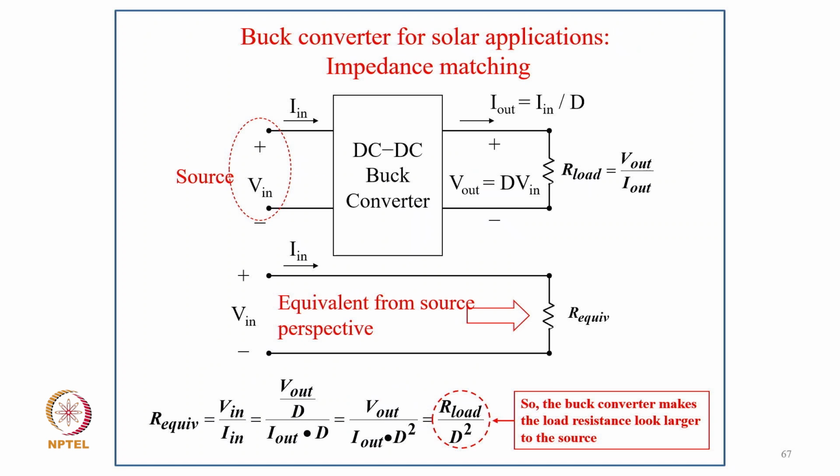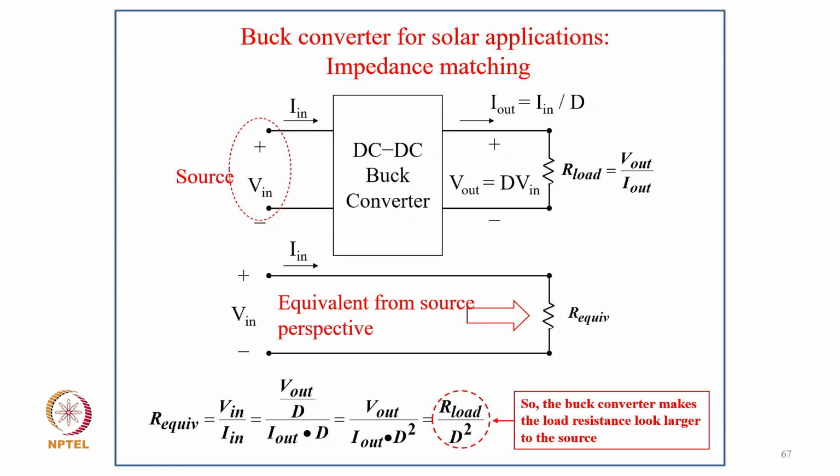Now coming to the buck converter for typically solar applications, which is used for impedance matching. For the purpose of maximum power transfer, we have to keep the equivalent impedance matched for the PV cell using this buck converter. So R load equals V out upon I out, and R equivalent for the source is V in upon I in, or V out upon D divided by I out into D, or V out upon I out D square, or R load upon D square.